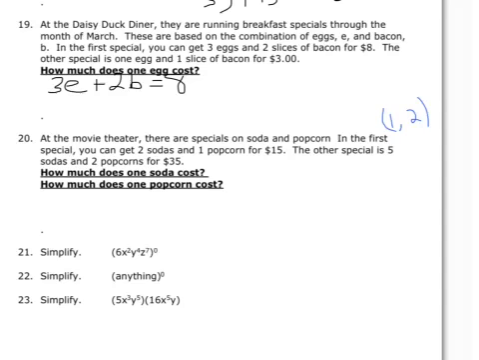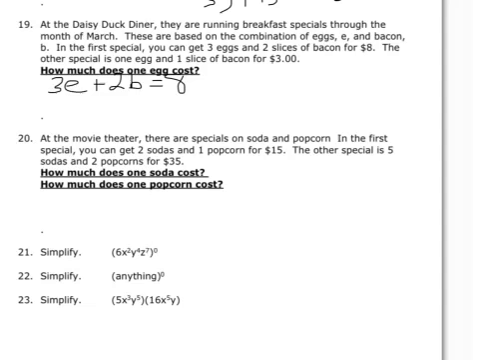Okay, number 20. At the movie theater, there are specials on soda and popcorn. In the first special, you can get 2 sodas and 1 popcorn for $15. The other special is 5 sodas and 2 popcorns for $35. How much does 1 soda cost? How much does 1 popcorn cost? Okay, this is going to be a system as well. We have 2 different specials here that we need to look at.